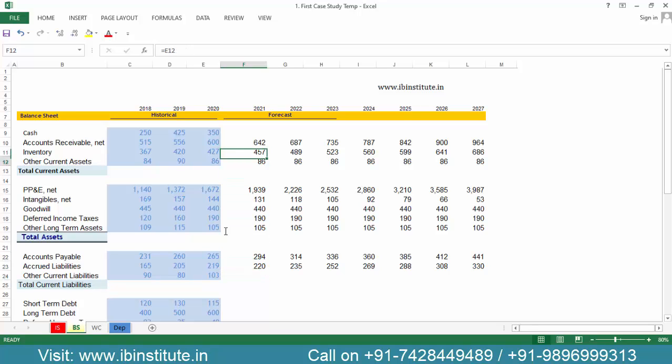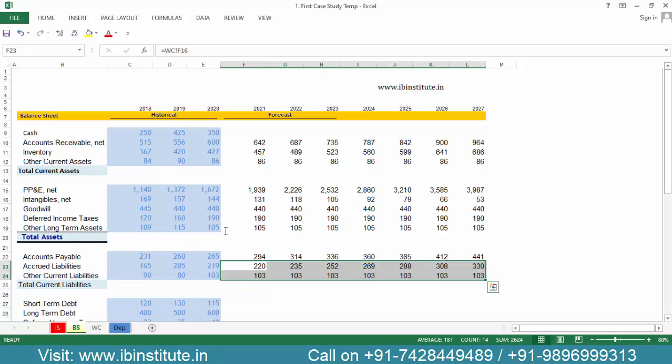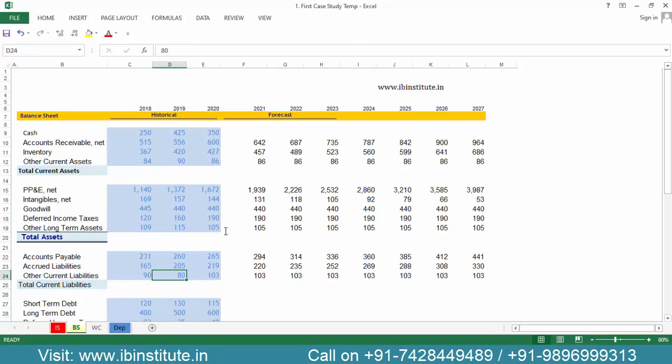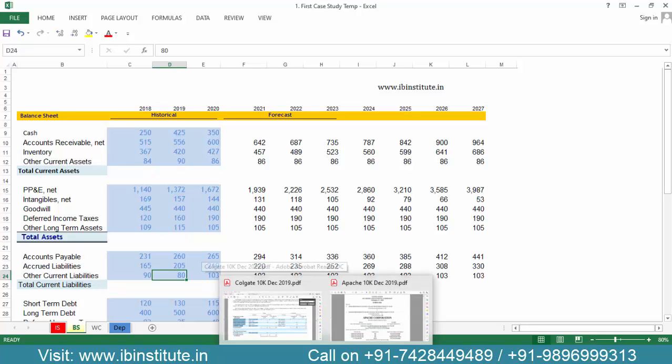Just like other current assets or other long-term assets, we have other current liabilities. So there are many items included in other current liabilities. We will keep this also constant. And to show this what is exactly included in other current liabilities, let me take you to the annual report of the company.